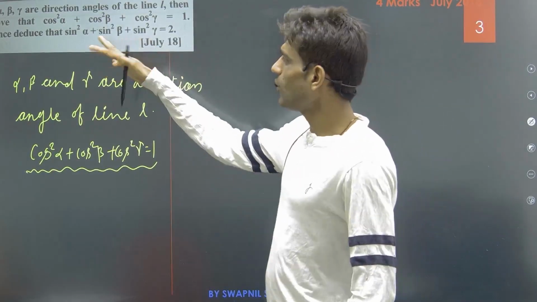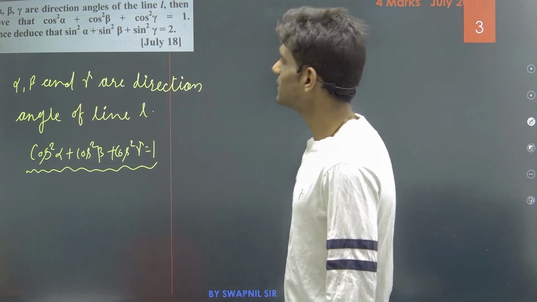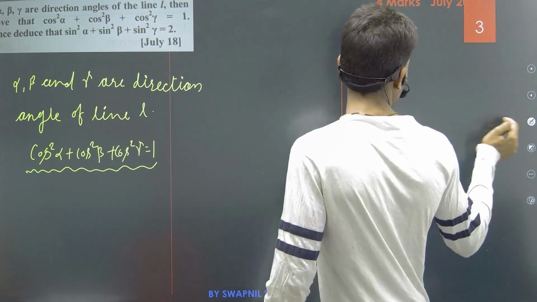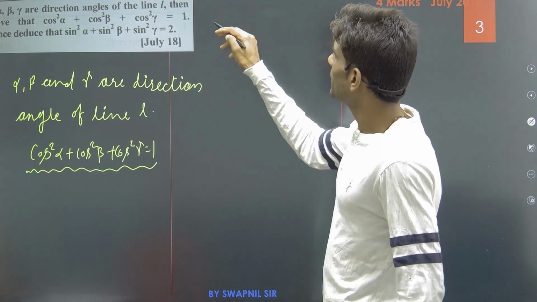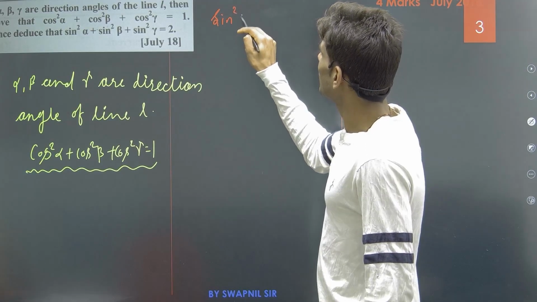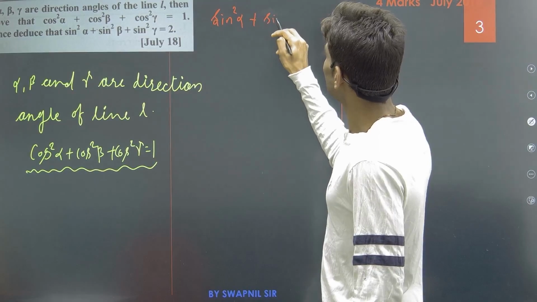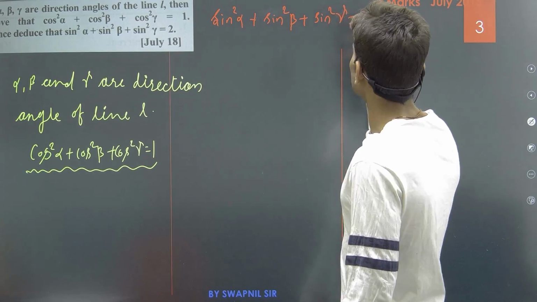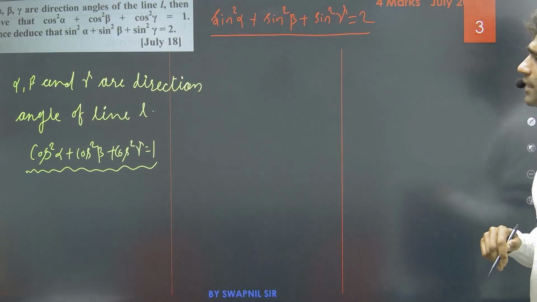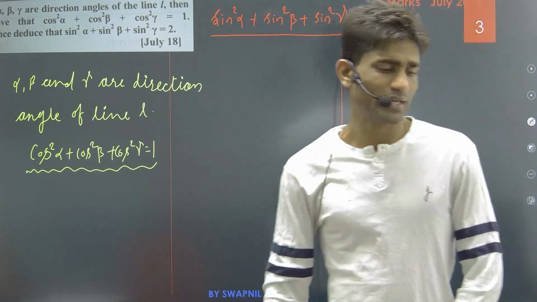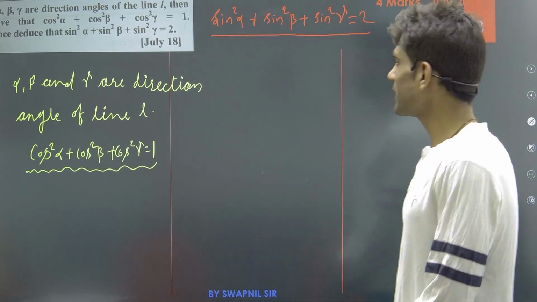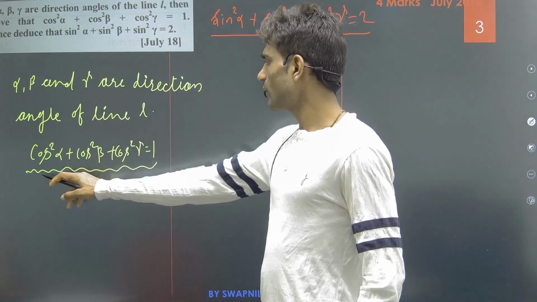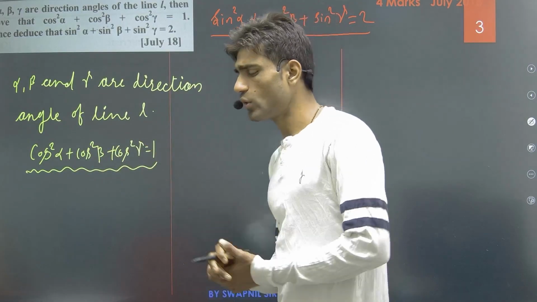Now we have one more attached question: hence deduce that sin square alpha plus sin square beta plus sin square gamma is equal to 2. So what we have to prove here is sin square alpha plus sin square beta plus sin square gamma equals 2. Let's find it using the given direction angles of our line L, with cos square alpha, cos square beta and cos square gamma.